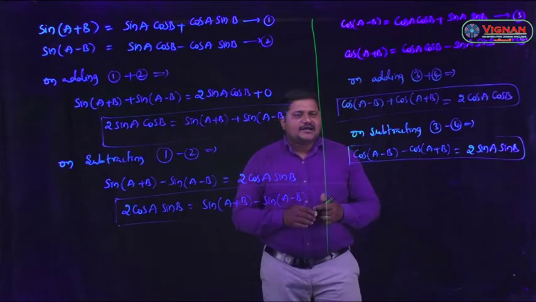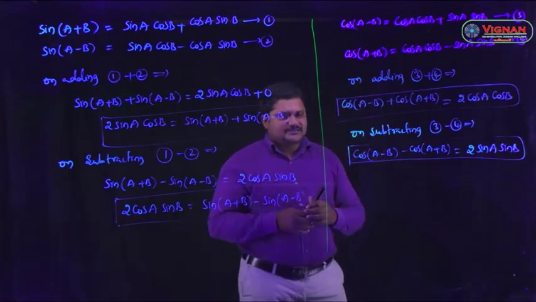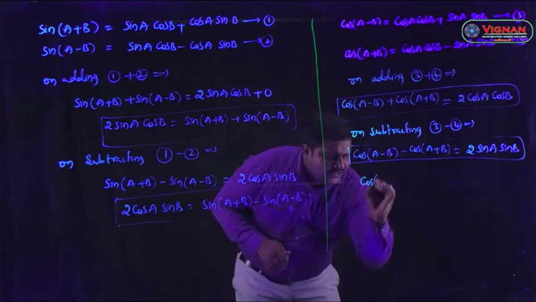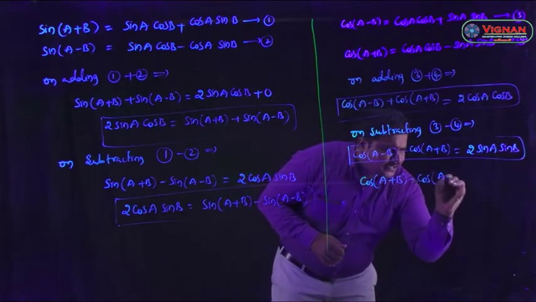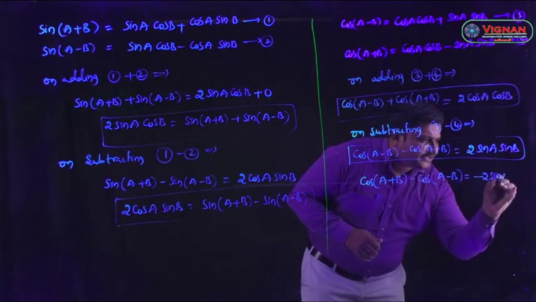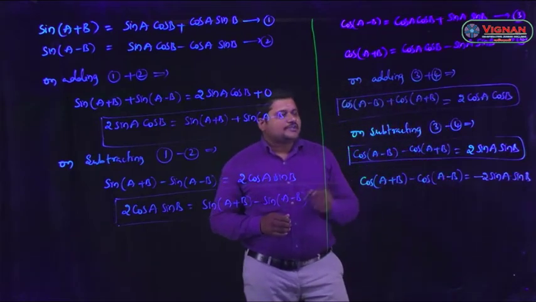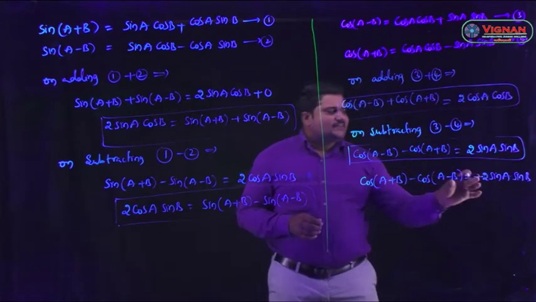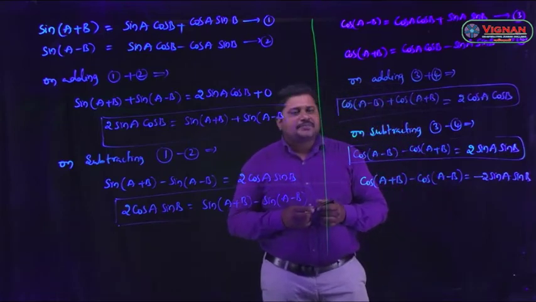Could you guess the other form of cos of a plus b minus cos of a minus b? That is cos of a plus b minus cos of a minus b is equals to minus 2 sin a sin b. We get a minus before that equation. These are four important formulae.